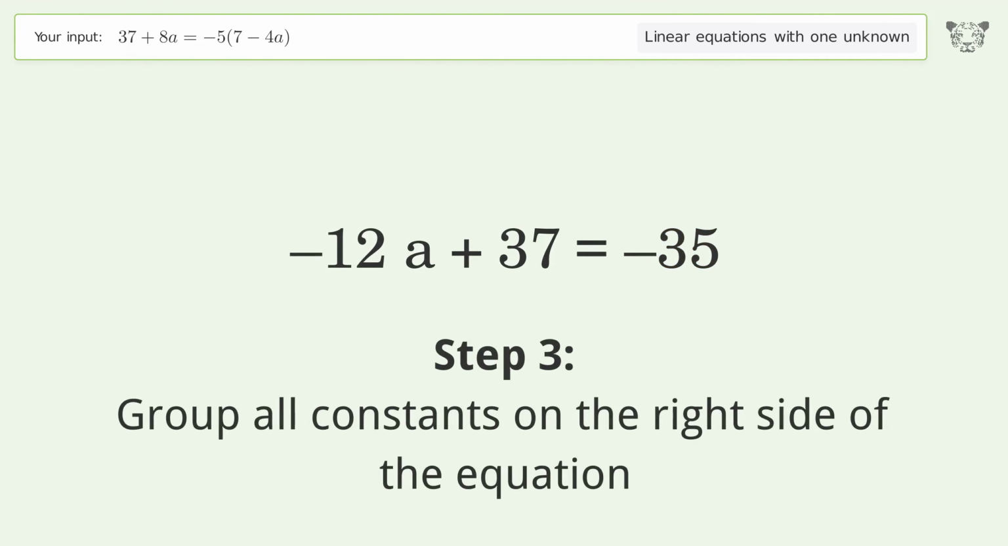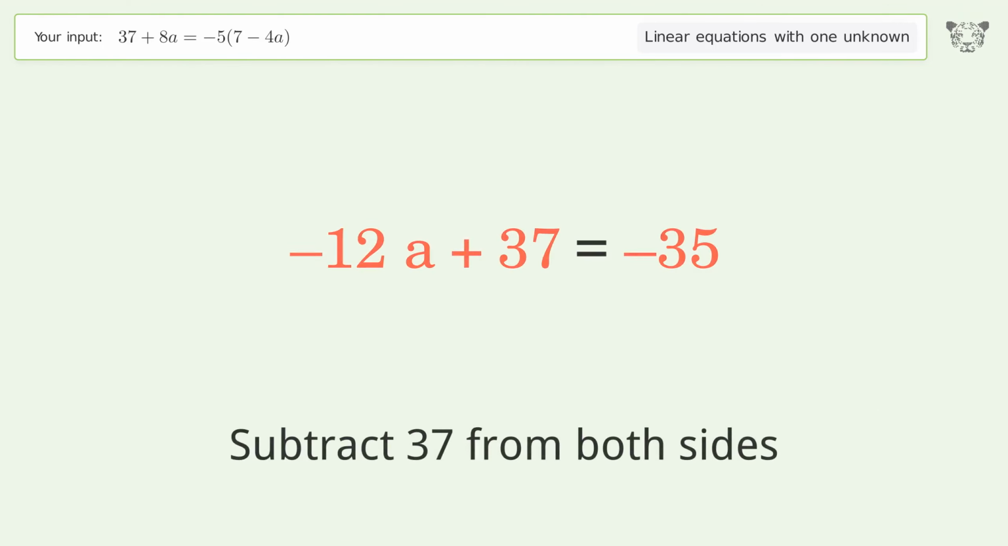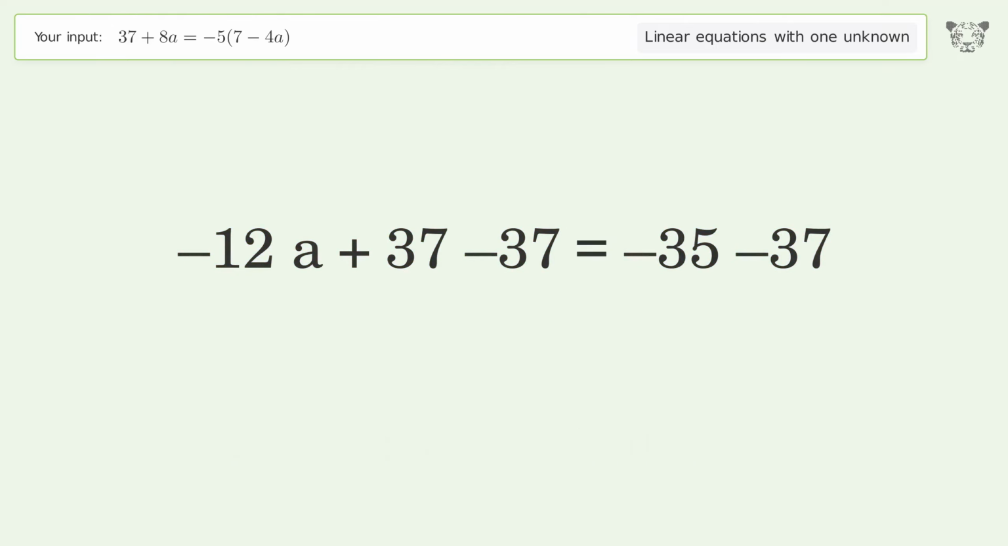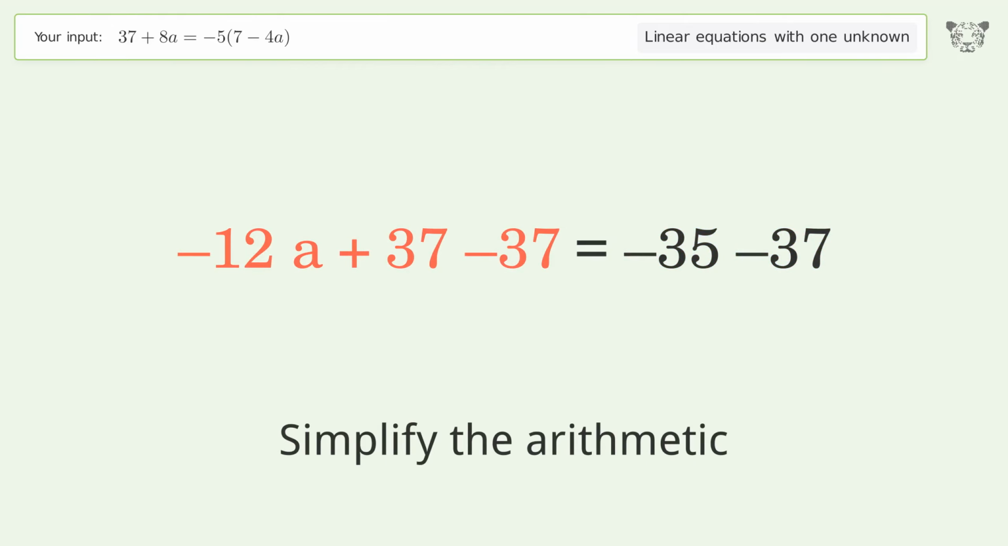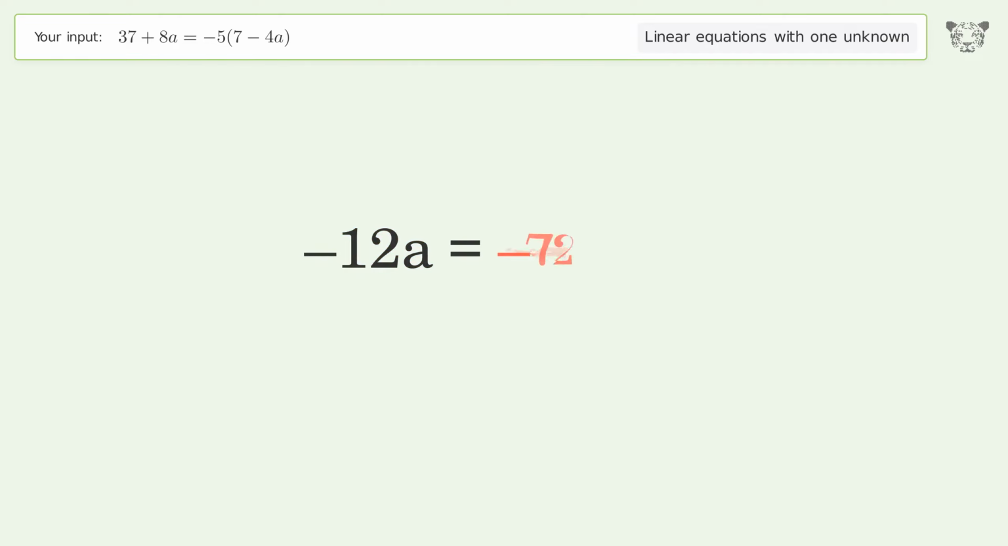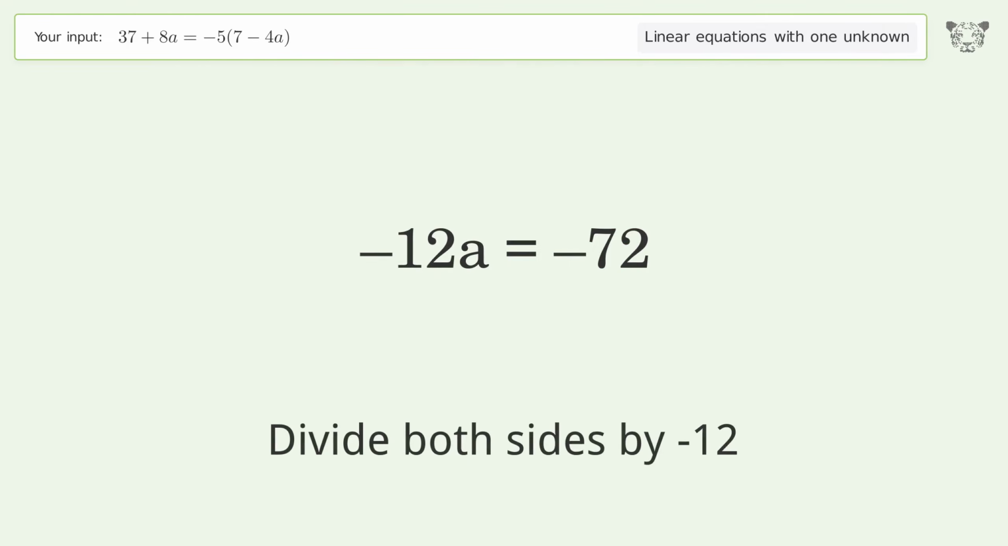Group all constants on the right side of the equation. Subtract 37 from both sides. Simplify the arithmetic. Isolate the a. Divide both sides by -12.